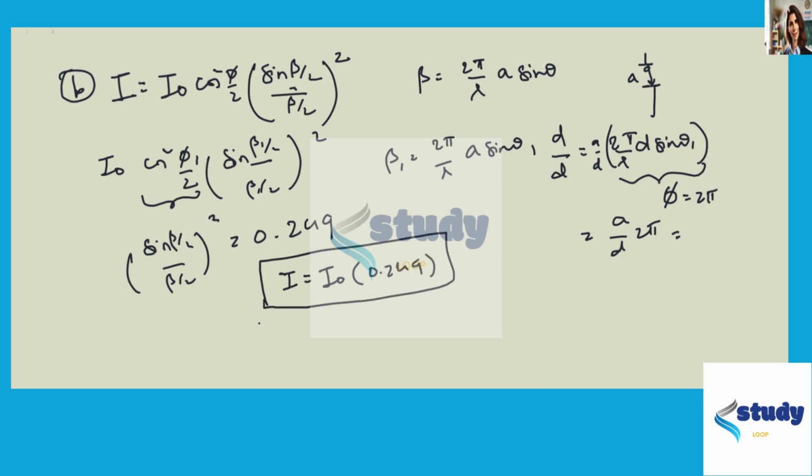Similarly, using the same trick for the second case, where beta 2 is equal to A by d times phi 2, which is 4 pi, we can find out that I is equal to I naught times 0.0256.